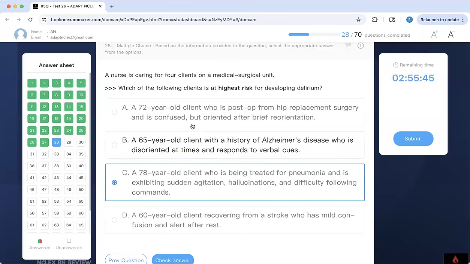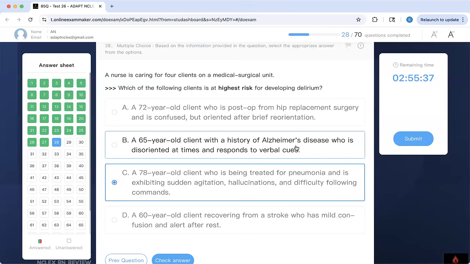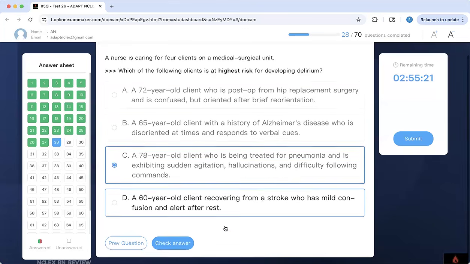That's acute. The one post-op from hip replacement surgery is confused, but it comes back to normal when you reorient them. Patient has Alzheimer's disease. That usually rules it out. Is disoriented at times and responds to verbal cues. This is not delirium. It's not an acute change. A 60-year-old client recovering from stroke who has mild confusion and is alert after rest. That's not an acute problem.